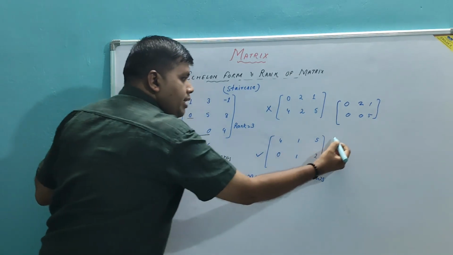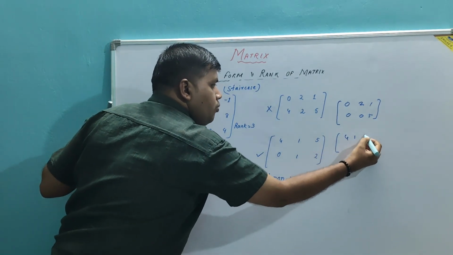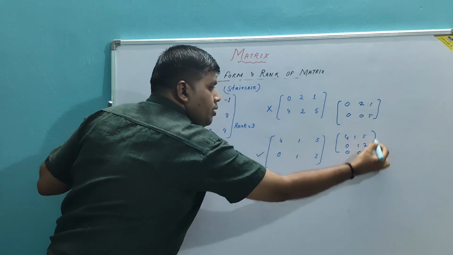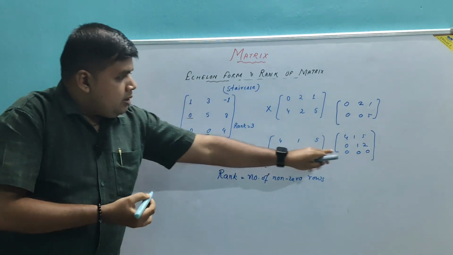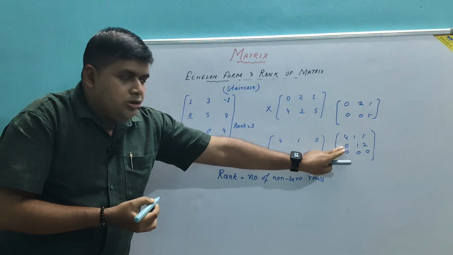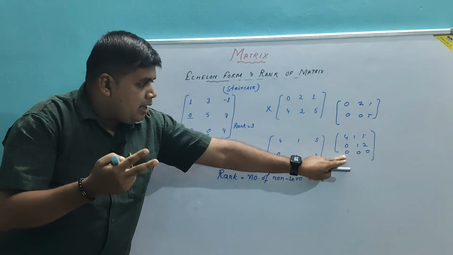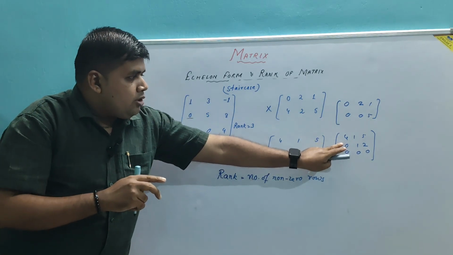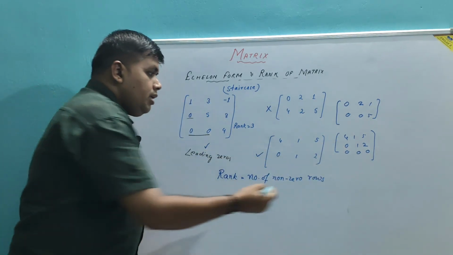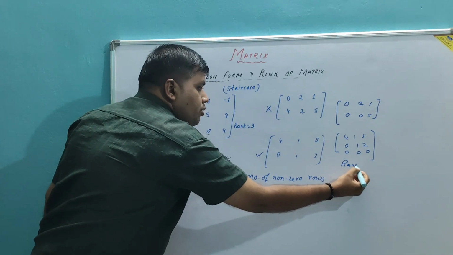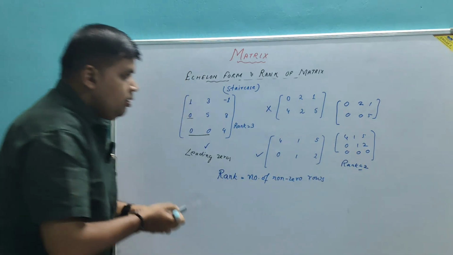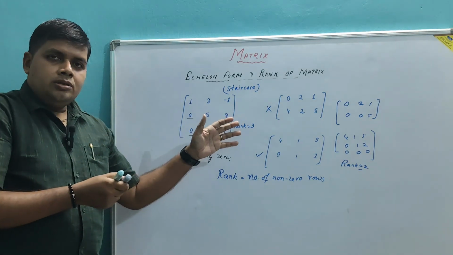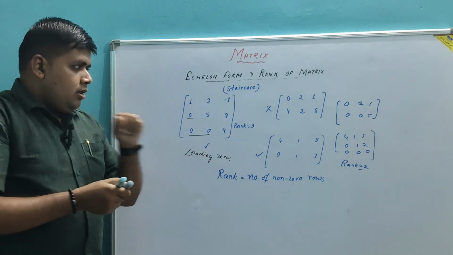Similarly, for example, there is another matrix, say 4 1 5, 0 1 2, say 0 0 0. So in that case, the number of non-zero rows is 2. Although there are 3 rows, the last row contains all zeros. So there are 2 non-zero rows. Therefore, its rank will be equal to 2. So the total number of non-zero rows is called the rank.